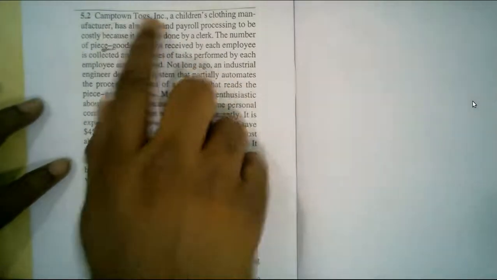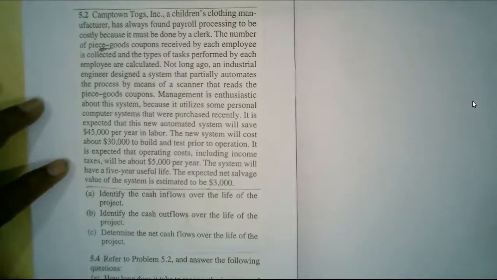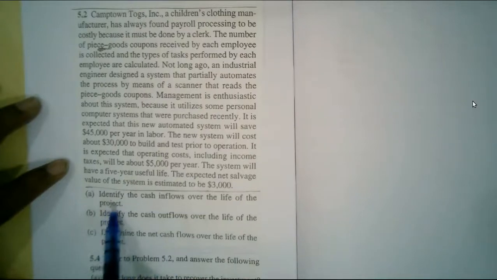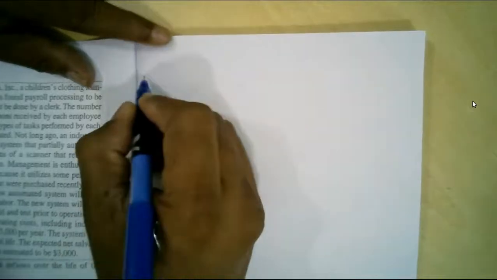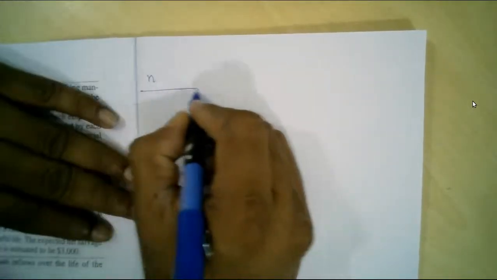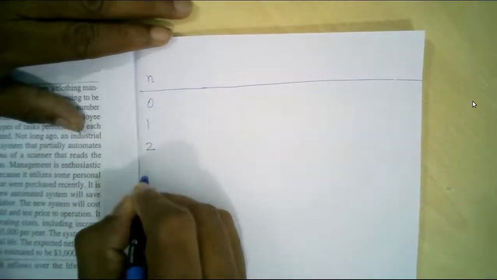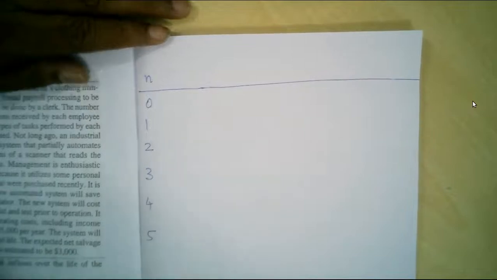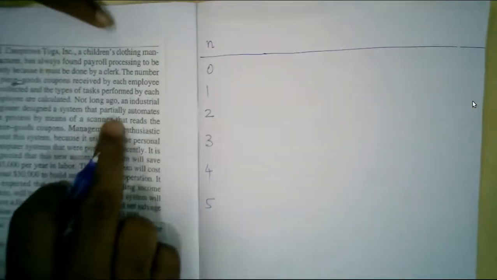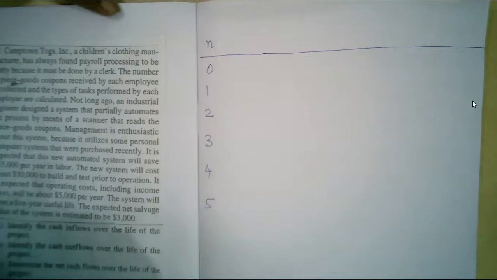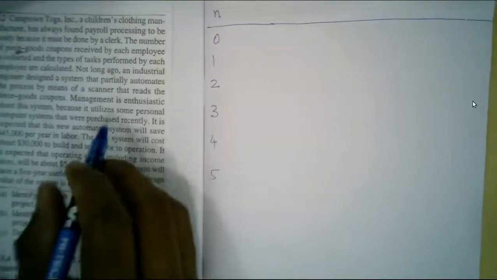The problem is 5.2. Let us try to understand this problem. The question is to identify cash inflows and cash outflows. So we need the first column, the period, n. It will be 0, 1, 2, 3, 4, 5, because in the question it is mentioned that the period of the project is 5 years.